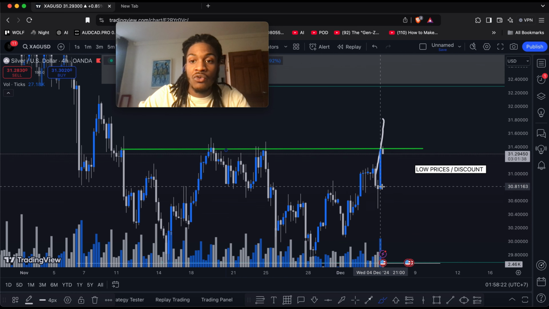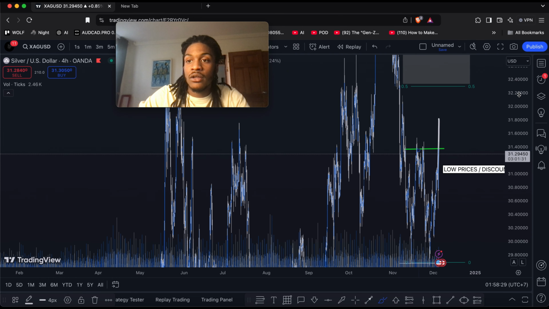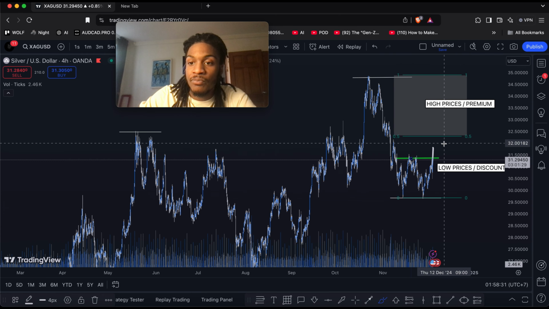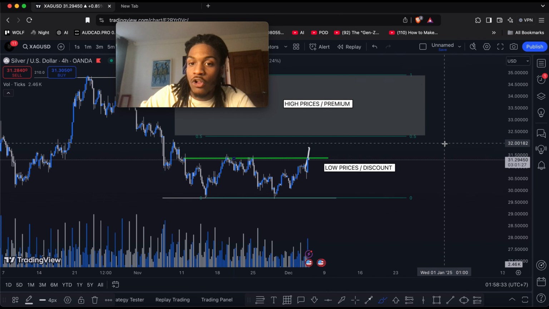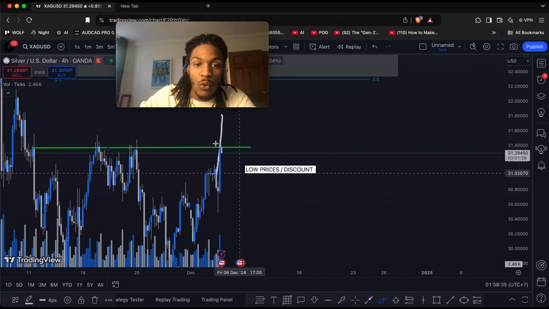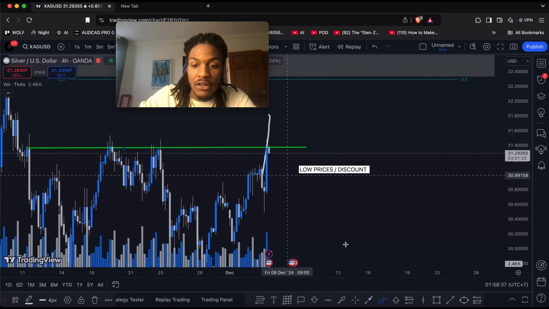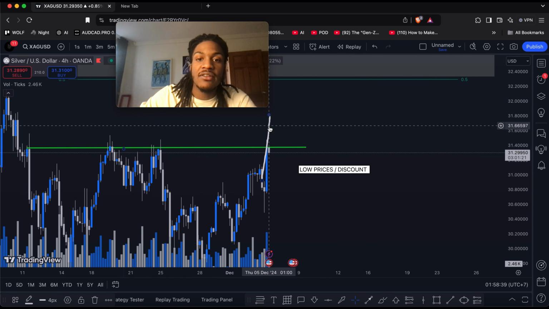So what smart money is going to do is take all this money floating in the market before going back up to that high price premium. And yeah, guys, that's pretty much all I'm doing to get into silver. I'm going to wait for price to break this liquidity. It's like a break and retest in other strategies.